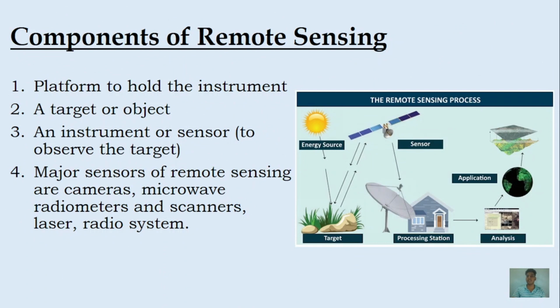Components of remote sensing. Platforms to hold the instrument, a target or an object, an instrument or a sensor. Major sensors of remote sensing are cameras, microwave radiometers, scanners, lasers, and radio systems.